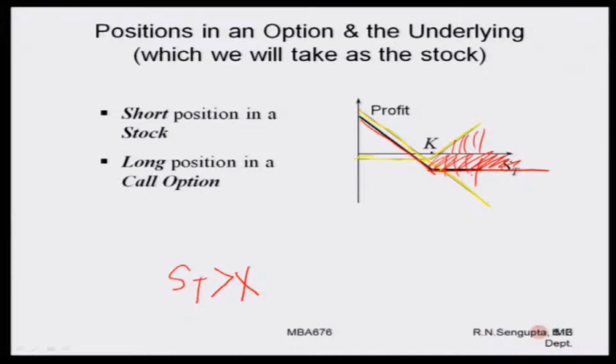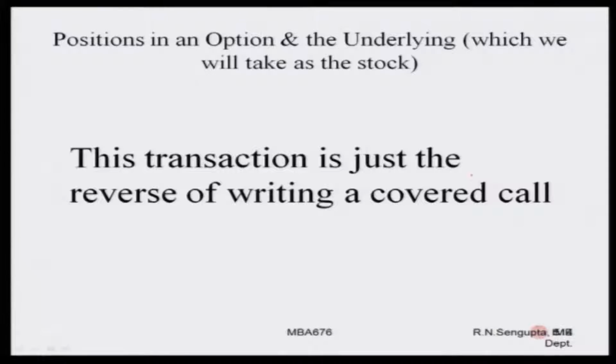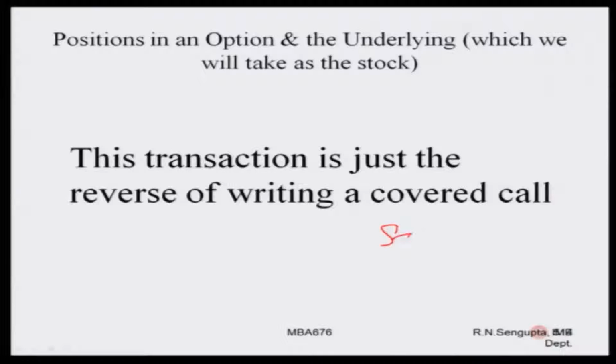Now, as I was repeating, what happens if ST is on a downward trend, less than K? How do we do that? This transaction is just the reverse of writing a covered call. You had written in the first case, now you have bought in the second instance. There also you thought ST greater than K would make a loss, so you have reduced the overall loss.